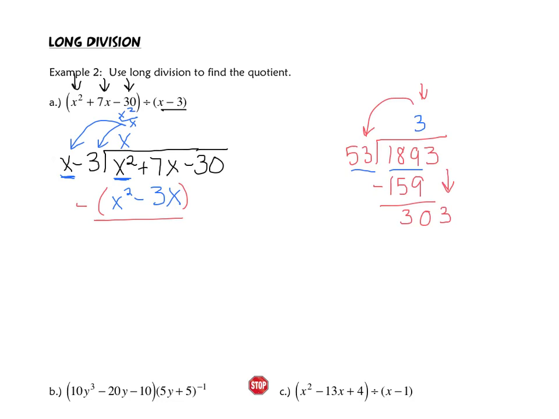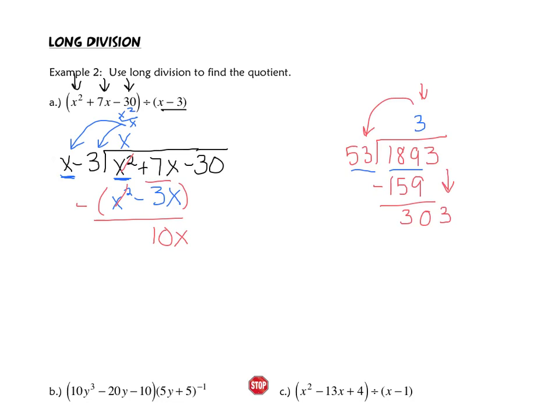Now here's where most kids make their mistakes. They'll subtract this part fine. X squared minus x squared, gone. And that part should always be gone. That first term needs to cancel out. Then what you have is 7x minus a negative 3x gives us a positive 10x.